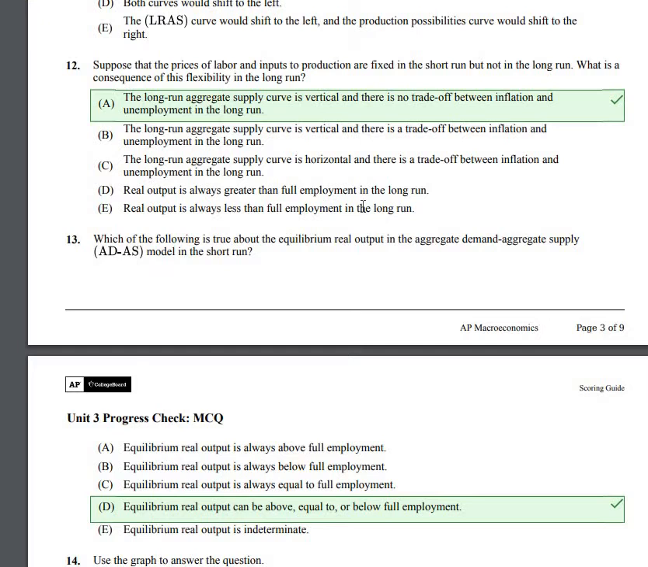Number 12, suppose that the prices of labor and inputs to production are fixed in the short run but not in the long run. What is the consequence of this flexibility in the long run? A, the long-run aggregate supply curve is vertical. There's no trade-off between inflation and unemployment in the long run. Okay, so that's why the LRAS is vertical.